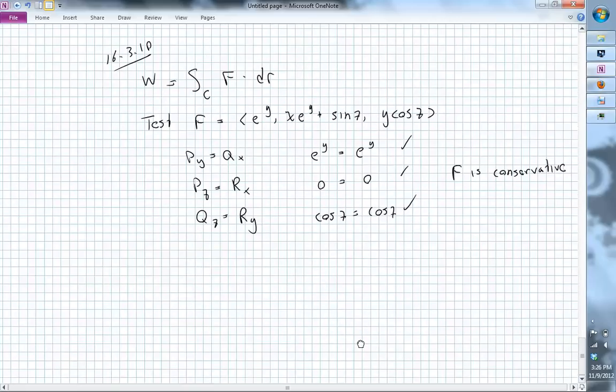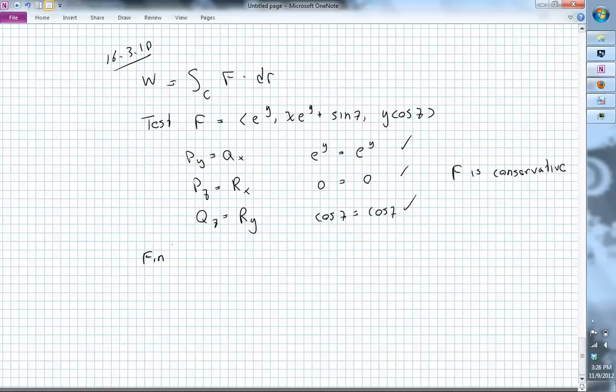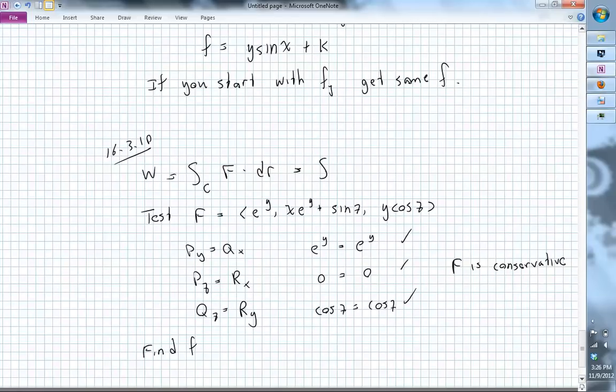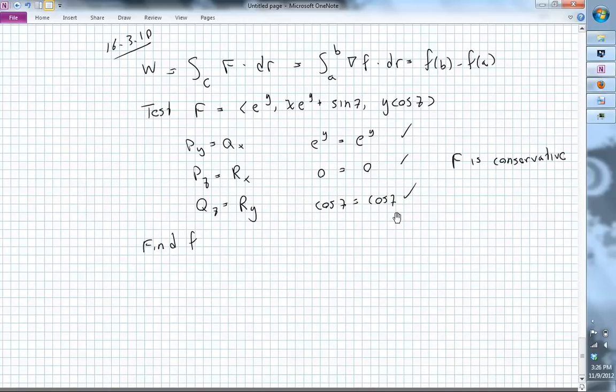Okay, now the fun. Why am I doing this first of all? So we have this work integral, so we can do this by going A to B, something like that, right? So we need to find f. And what we have to do is start going around and around and building these functions. So we know that f sub x is equal to e to the y, right? So let's find f.